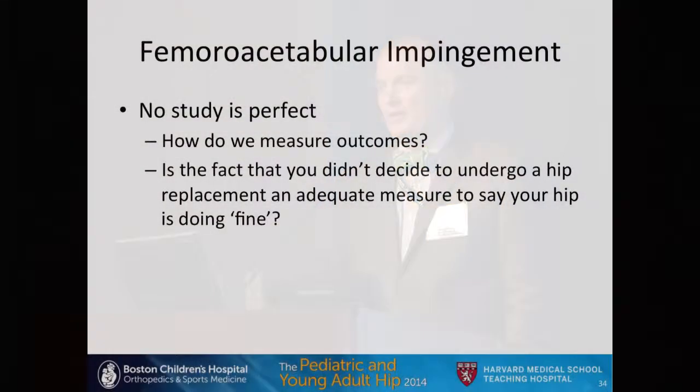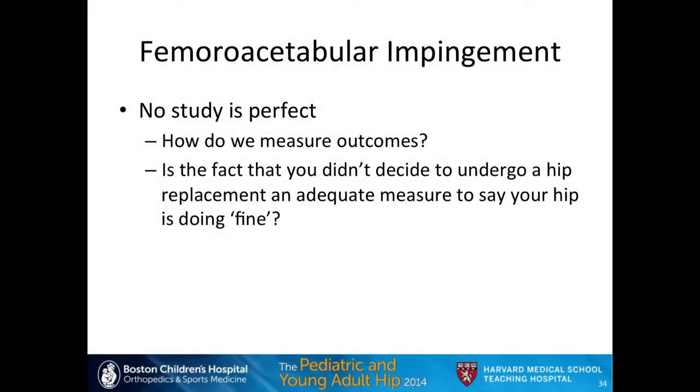So what does this all mean to me? Well, I know that no study is really perfect. So how do we measure outcomes? We talked briefly about that. I think one of our main pushes now is to look more critically at the type of outcomes questionnaires we're using. There are other outcomes instruments that are being designed that are more young person specific, and so we're starting to use those more. Is the fact that you didn't decide to undergo a hip replacement an adequate measure to say your hip is doing fine? I think I would say no.